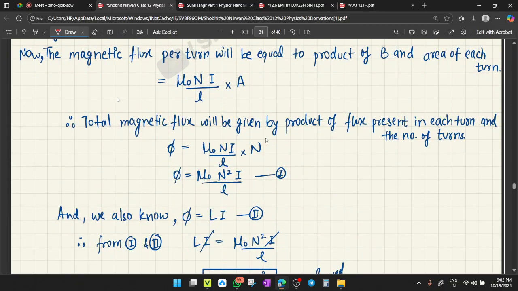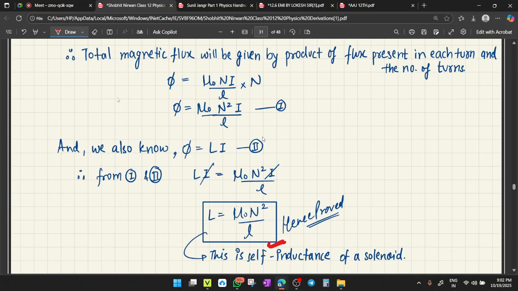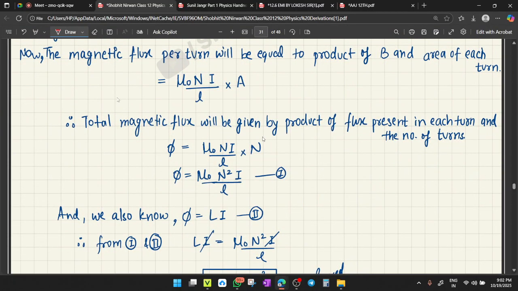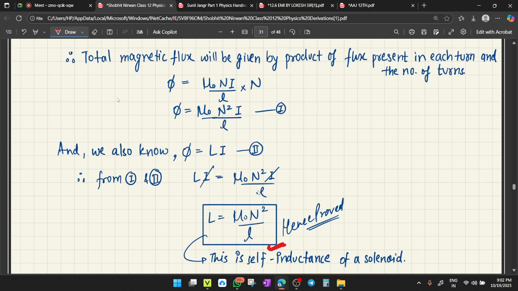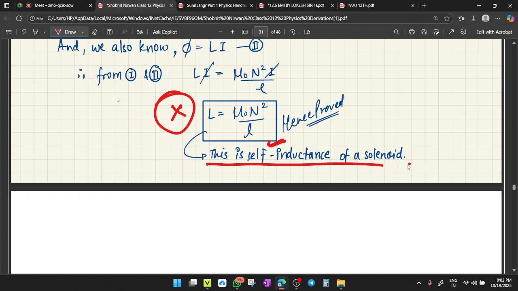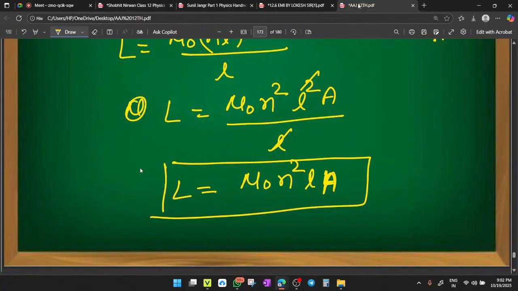Okay, so you will get the same definition here, mu naught N square upon l. Wait. Here it should be A, but the area is missing. So this is not correct. Area should be there, right? Yes, so this is the correct definition for the coefficient of self-induction.